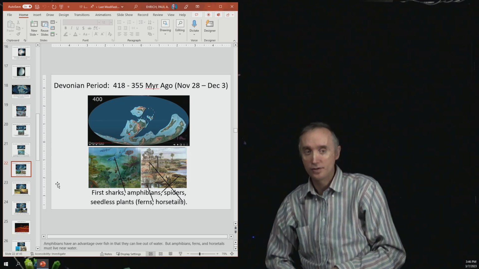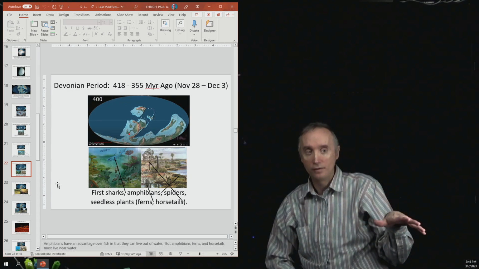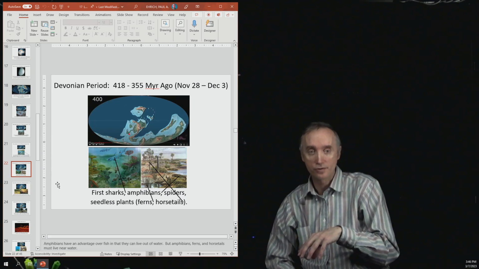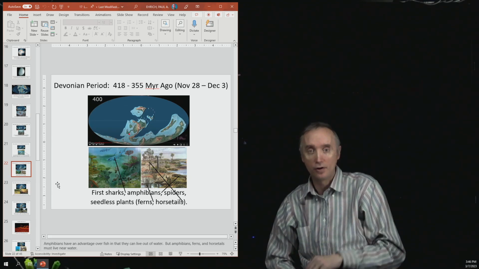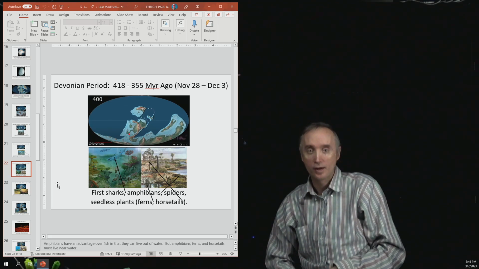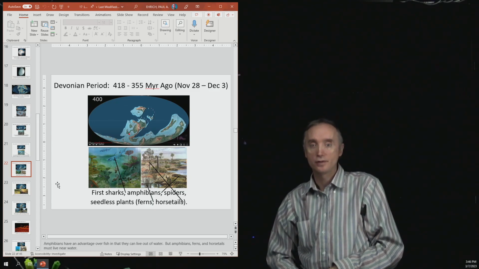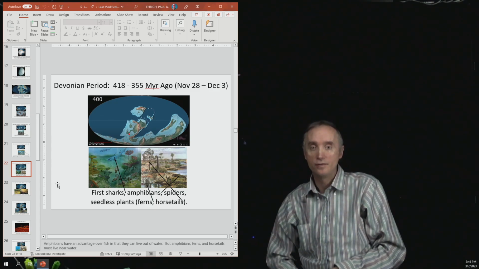So what advantage does an amphibian have over a fish? Well, it can get out of the water where most of the predators are at, and it can live on the land. Okay, there's also a lot of spiders, and you also have seedless plants like ferns and horsetails.